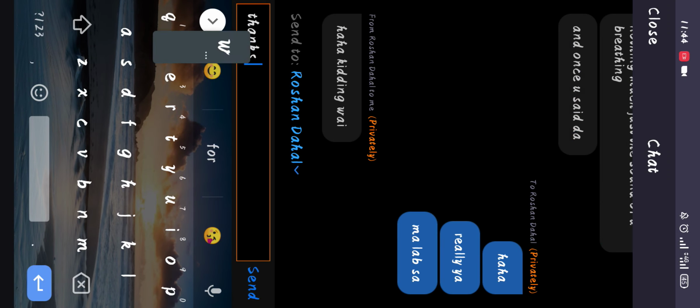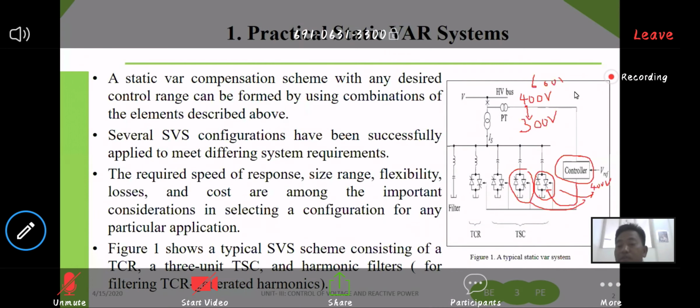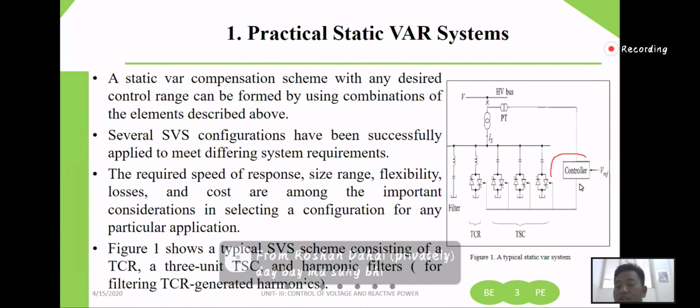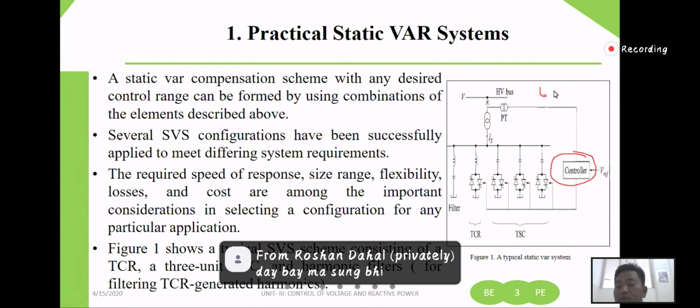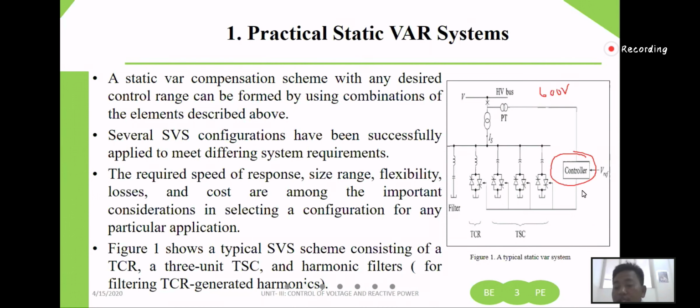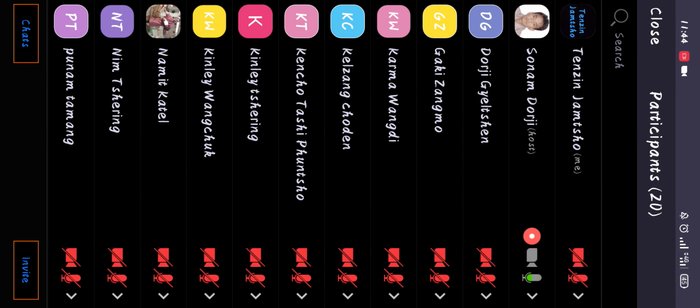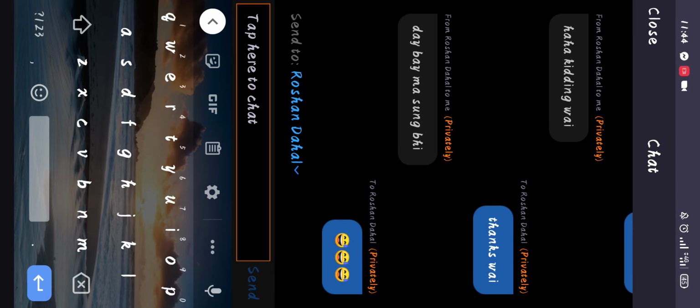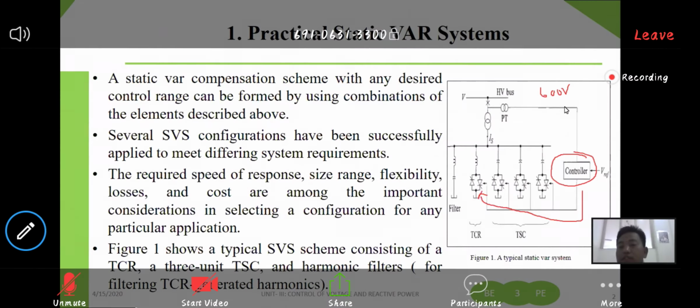And then let's assume that your bus voltage has crossed 600 volt, meaning it is going beyond the reference voltage. In such a case, this controller will sense that your voltage is going beyond the reference voltage. Our reference voltage is 400 volt, and it will command this TCR to switch on. So it will absorb the reactive power, and then it will try to maintain the voltage back at 400 volt. So this is how a practical system will work.